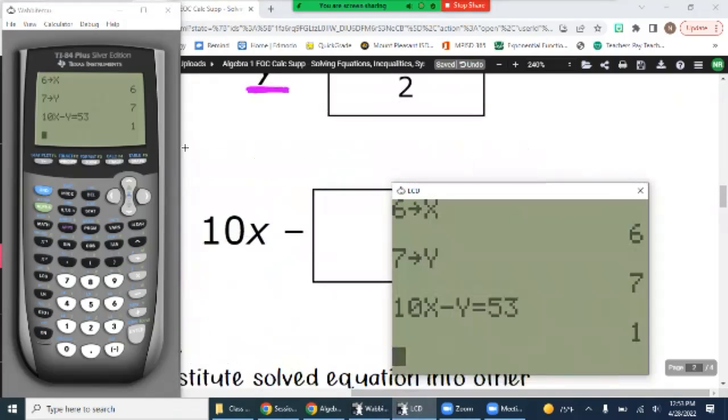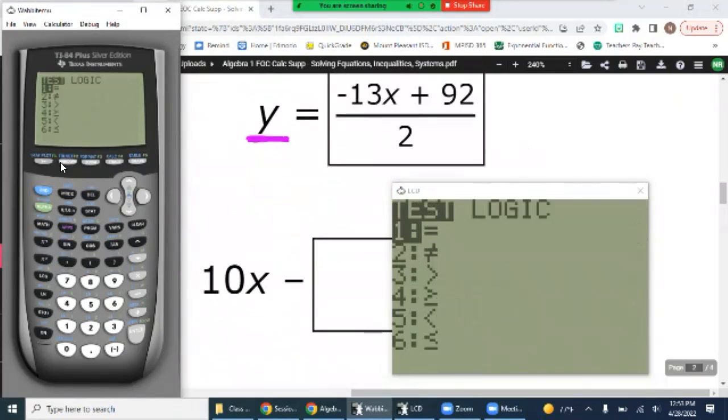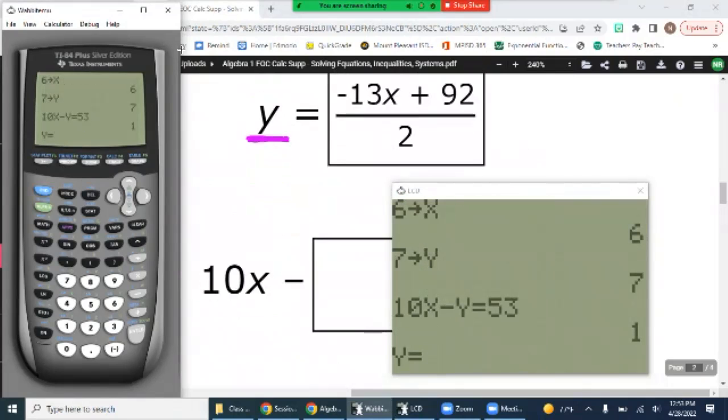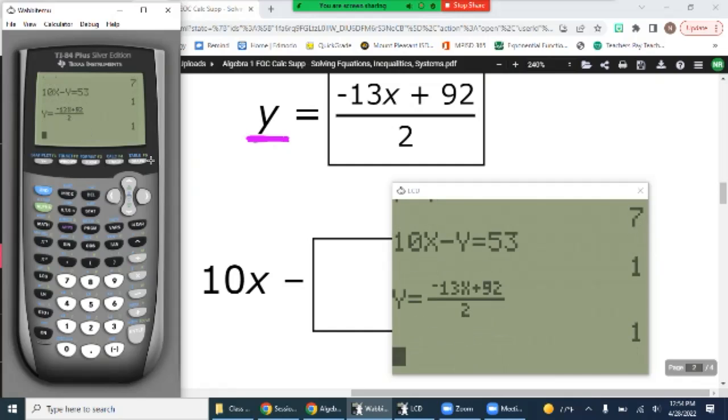You have to test both equations, okay? Which is y, so alpha 1, y equals, and now you have a fraction, so alpha y equals, that sucks, negative. The good part about this is that you only have to type these equations in one time because you can always highlight it. All right, everybody got your 13x plus 92 over 2? Press enter, what do you get? 1.